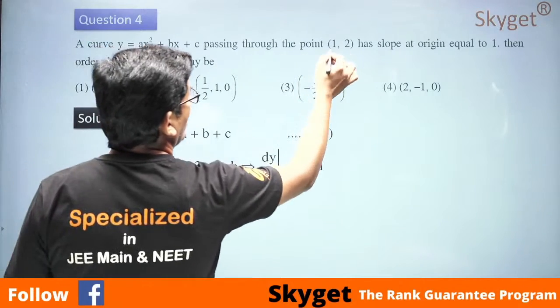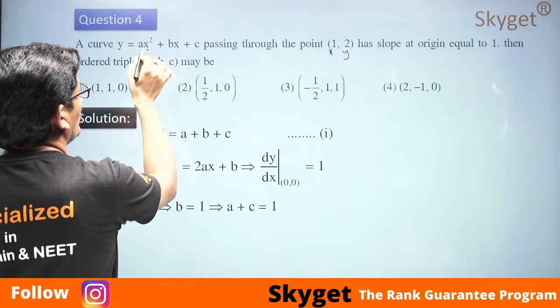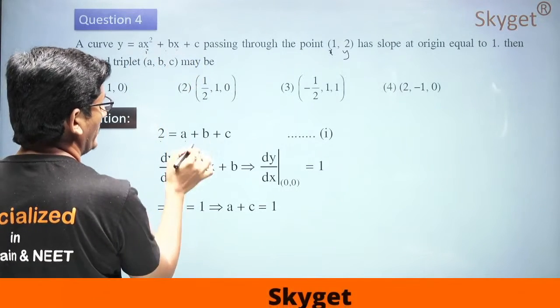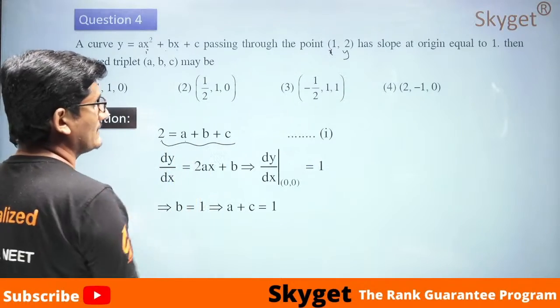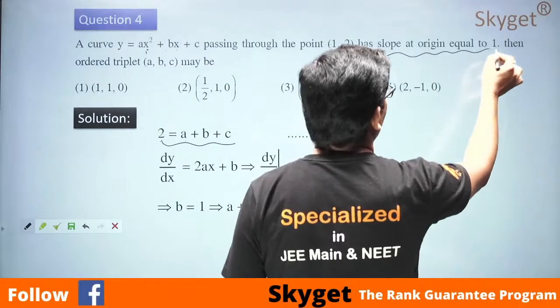Y value, x comma y value 2. So 2 is equal to x value 1: 1 into a, next 1 into b plus c. So a plus b plus c is equal to 2. Take this as equation 1. And see here, slope at the origin is equal to 1.